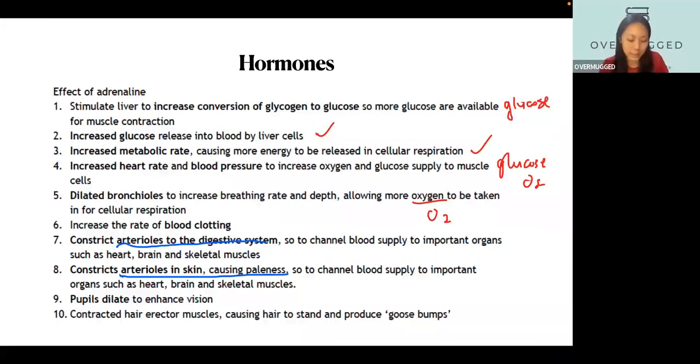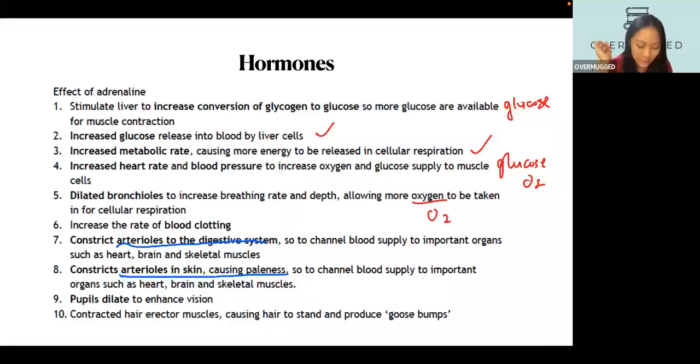And then the next one is that the pupil will dilate. Of course, you want the pupil to dilate to enhance vision. Because you're running away from a freaking tiger, you need to have the clearest vision, to know where to run away. And if the tiger attacks you.